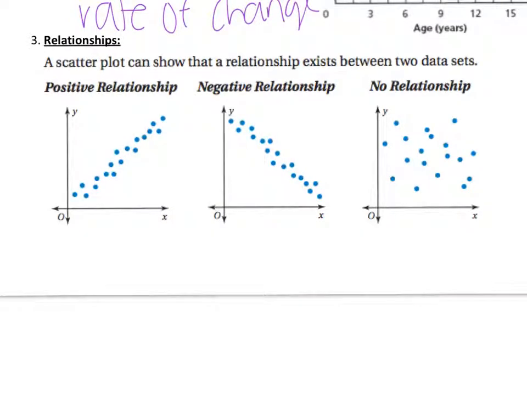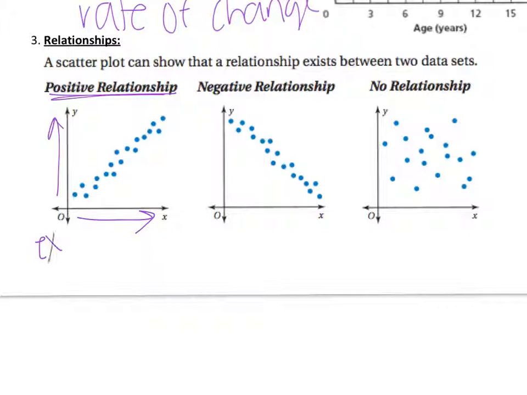So part 3, we're looking at relationships. So they can have a relationship or they might not have one. So the first relationship we're looking at is the positive. So notice that the scatter plot, the points are going up and to the right. So that has that positive linear shape. Looks like a positive line. So as X is increasing, so is the Y value.